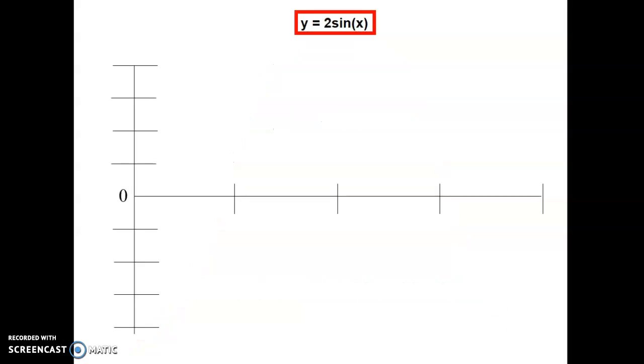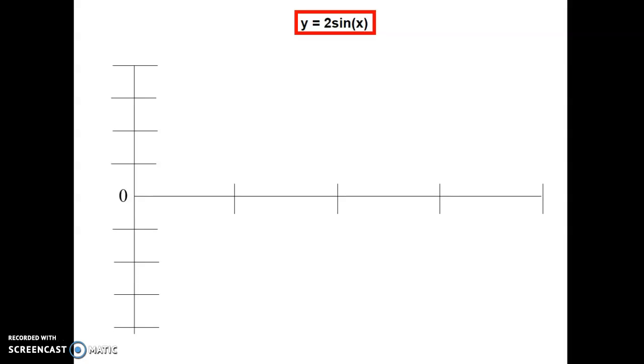Now, let's show you what happens when the amplitude changes. Okay. So we have 2 sine of x. Now, the first thing you want to do when you're graphing these, and we haven't done this yet, but this is an important piece of graphing trig functions, is you always have to write down the intervals of your period.